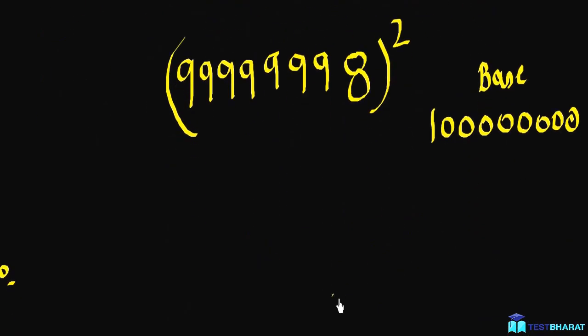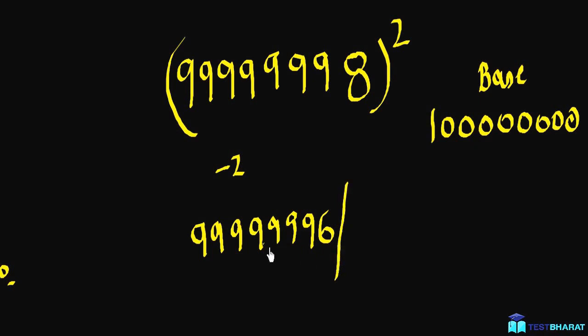Number minus base. Number minus base is -2, and then once I get x, I add it to my number. That will give me 99999996. Okay, this is my y, and a here is 1 because this is a multiple of 10 itself, and x square, that is -2 square, that is 4. Now I have to adjust it for the number of zeros.